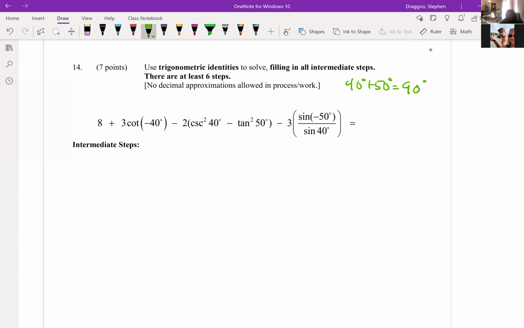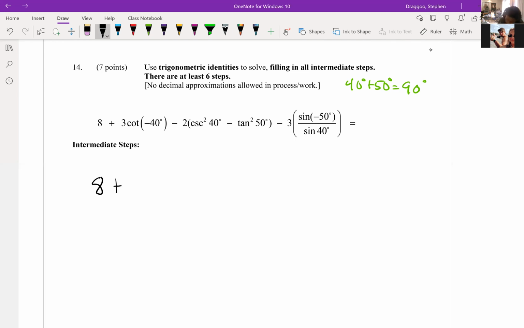So I can change either all of my 40-degree angles into 50-degree angles with a cofunction, or the reverse, which is probably what I'll do, is change all the 50-degree angles back to 40 degrees, again, using a cofunction. Also, I'd like to get rid of any negative angles that I have, and we'll use the even and odd identities to solve those. So I'm going to start by getting rid of negative angles. So here we go.